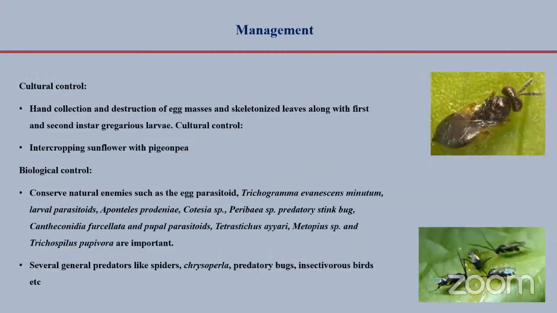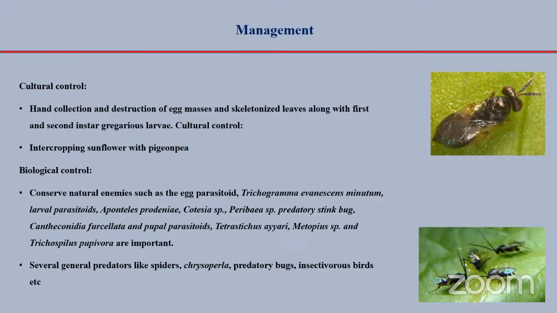So next is the management. For Helicoverpa and Bihar hairy caterpillar, here also you have to collect the egg masses. For Bihar hairy caterpillar, you have to collect the egg mass, and then also collect the first and second instar gregarious larvae, and destroy them. Then you have to intercrop the sunflower with PGNP.